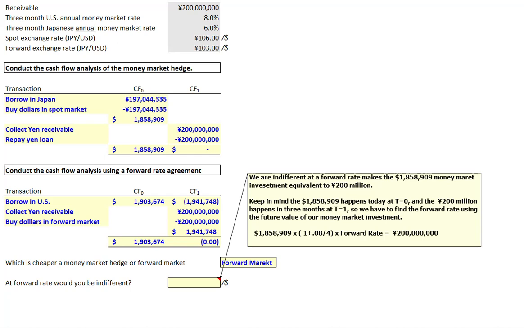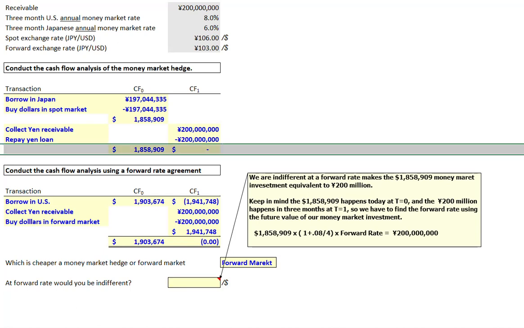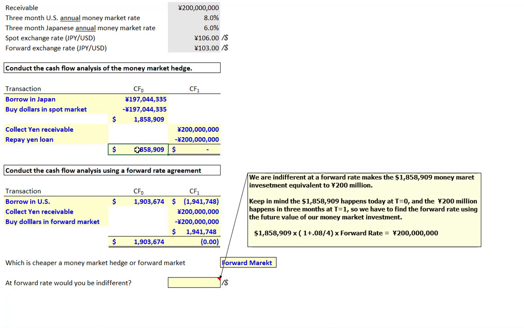Well, we will be indifferent if the forward rate makes the $1,858,000 money market hedge equivalent to 200 million yen. And again, keep in mind the $1,858,000 cash flow happens today. The yen happens in 3 months. So we need to find the future value of that US dollar amount and use that then to solve for our forward rate. And we find a forward rate of 105.48 yen per dollar. At that exchange rate, we would be indifferent.